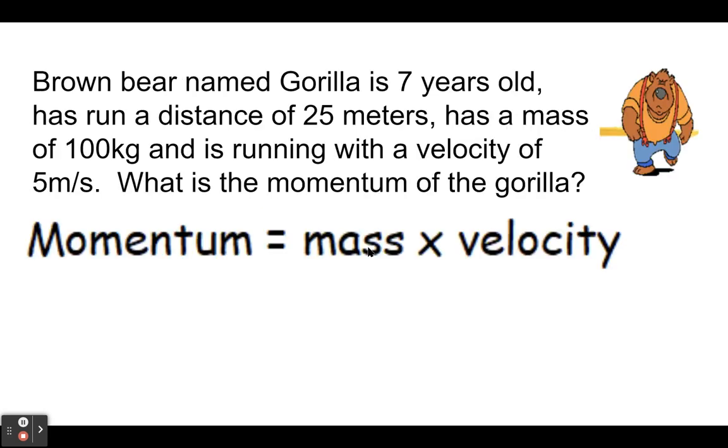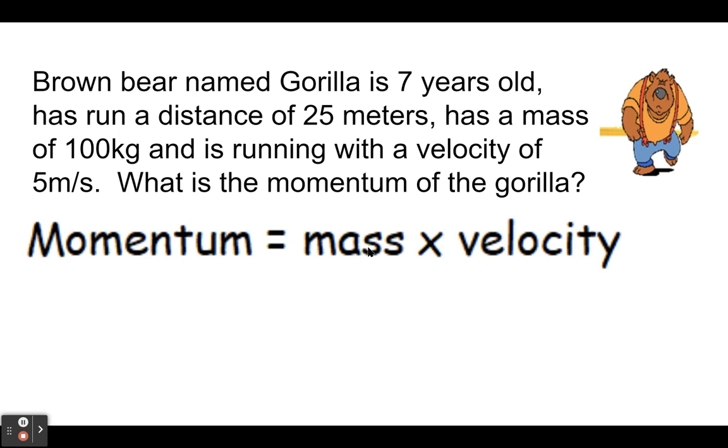So we have a brown bear named Gorilla that is 7 years old, and he's run a distance of 25 meters, has a mass of 100 kilograms, and is running with a velocity of 5 meters per second. What is the momentum of Gorilla?